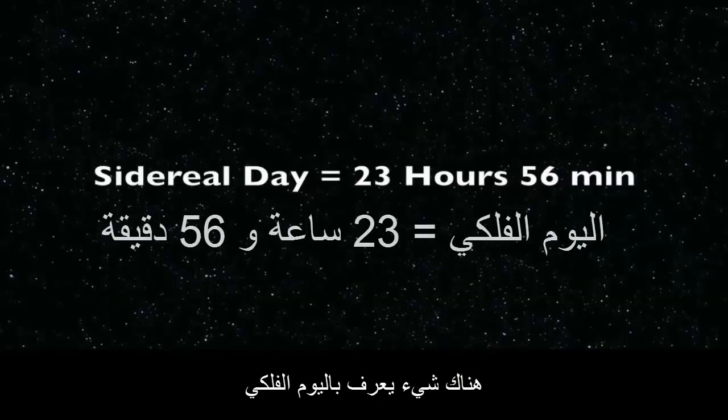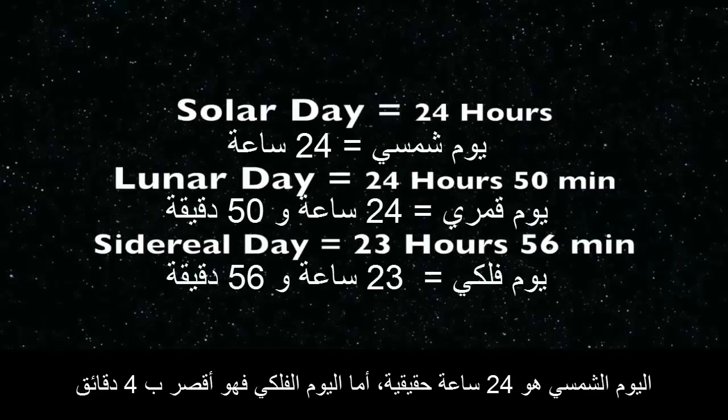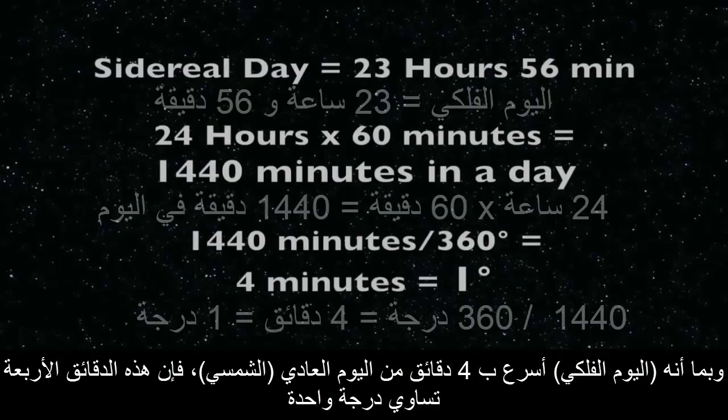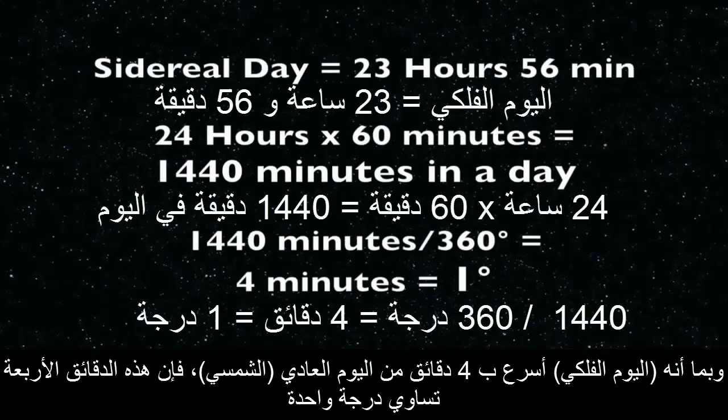Now the stars are slightly different. There's something known as a sidereal day, which is slightly shorter than a solar day. A solar day is a true 24 hours. A sidereal day or a stellar day is slightly shorter by 4 minutes. A stellar day is only 23 hours and 56 minutes. So because it's 4 minutes faster than a regular day, this 4 minutes equates to 1 degree.